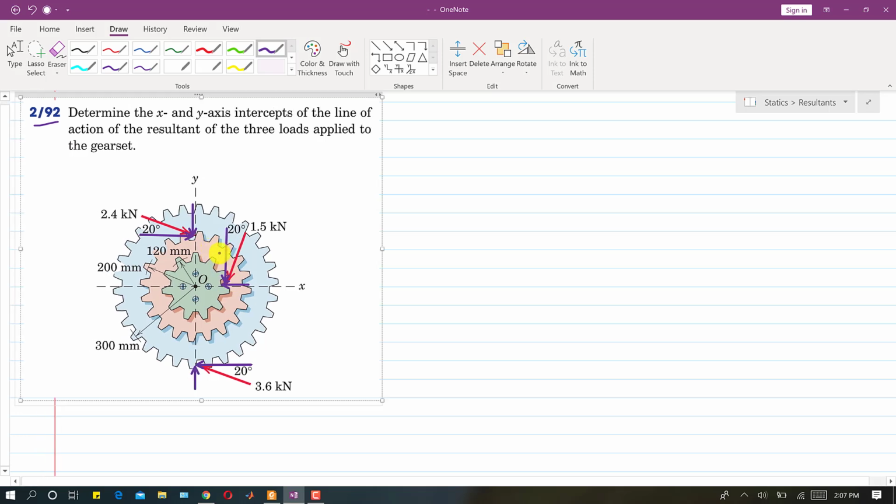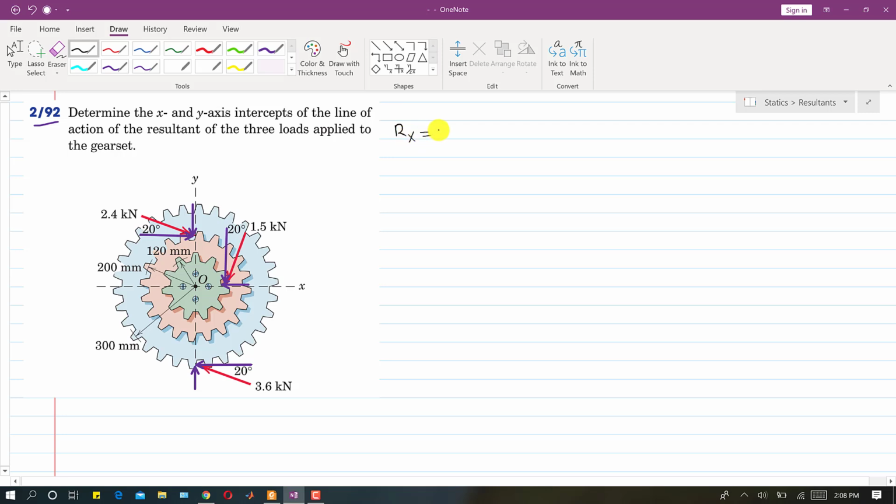As we can see, out of the two components of each force, one component is passing through point O, so they will not produce moment. Remember, only those components will produce moment which are at some perpendicular distance from this point O. So first I will find the resultant magnitude. First I will find Rx.